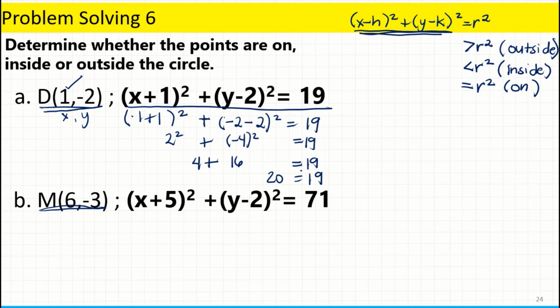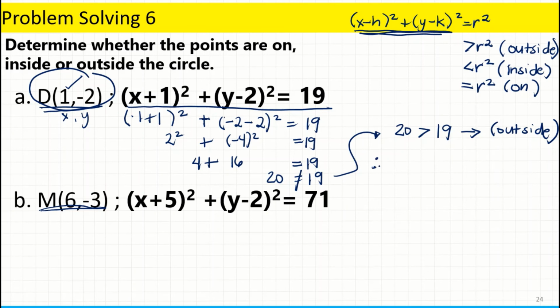Obviously, 20 is not equal to 19, but 20 is greater than r², which is 19. Therefore, yung point natin na (1, −2) is outside the circle. So, therefore, point D (1, −2) is outside the circle.